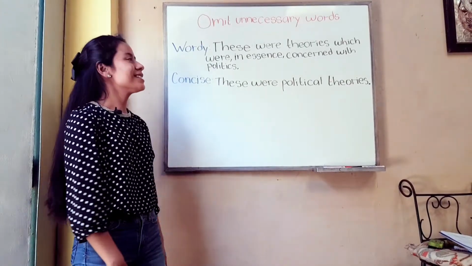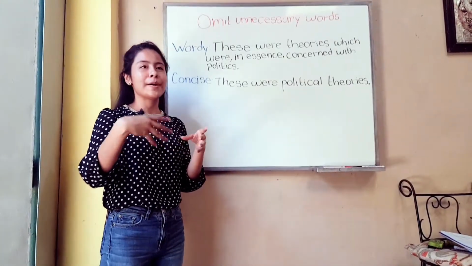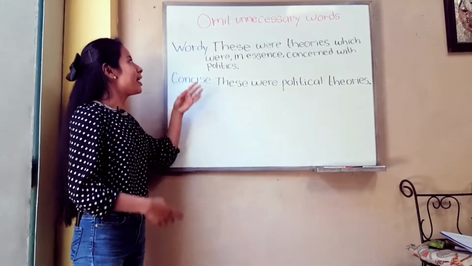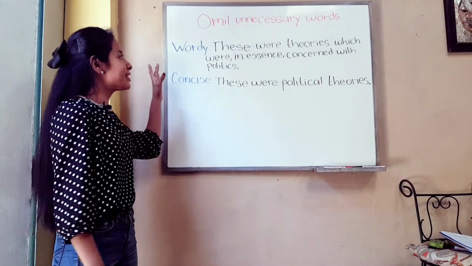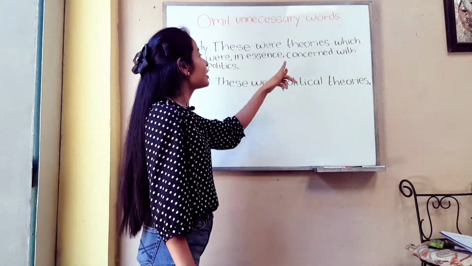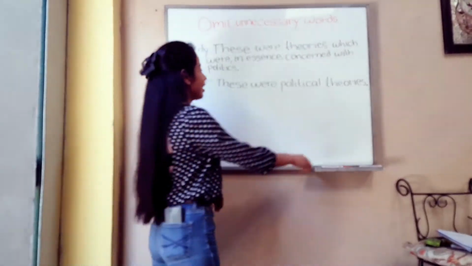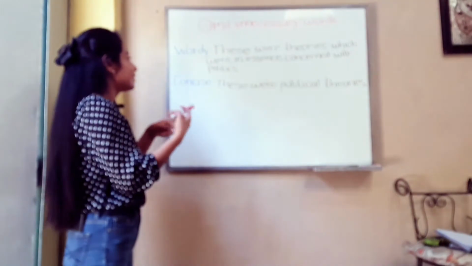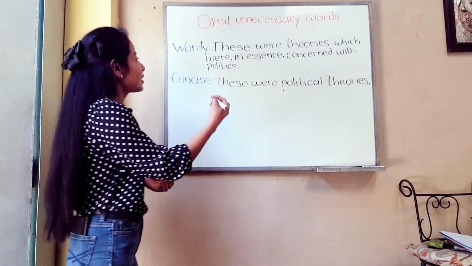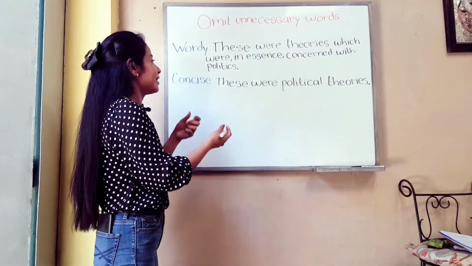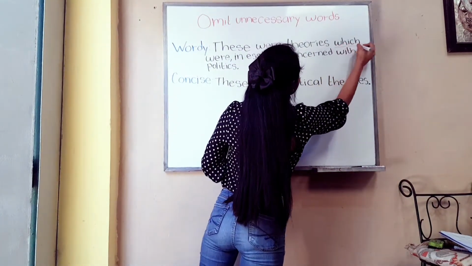Well, hello. Besides tautology, we have also the problem that sometimes we use many words in a sentence, so we have to omit that. And here I have this example. The wordy sentence is: These were theories which were, in a sense, concerned with politics. As you can see, this sentence is so wordy because there are words that we can omit to understand this message. For example, we have this adjective clause.